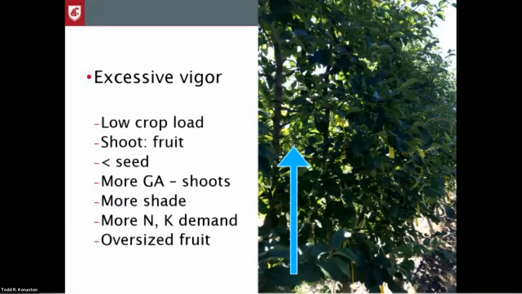When we have too much vigor, we have a reduced number of seeds early in the season, so that can prevent the uptake of calcium. We have more GA coming from the shoot growth, and GA is known to inhibit the uptake of calcium into the fruit, and also will create more shade that has also led to bitter pit. And we know that we will have more nitrogen and potassium demand with high shoot growth, and that can lead also to oversized fruit, also leading to bitter pit. So all these factors relate to vigor, and that is the way I feel that we need to manage bitter pit in our orchard.